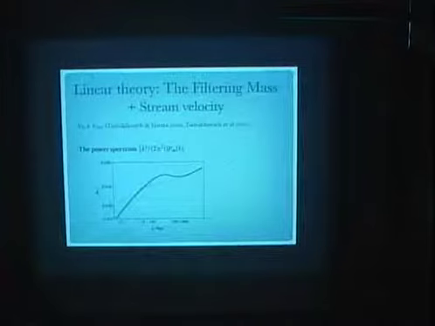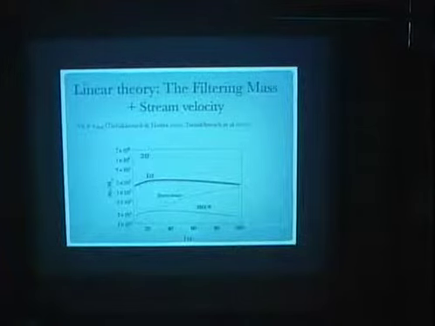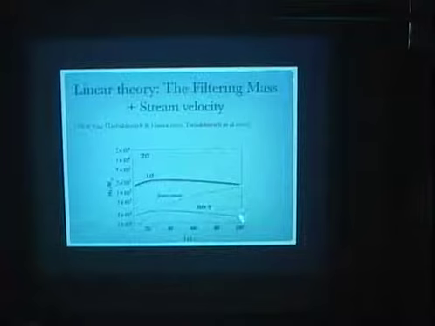They showed that there is an effect on the power spectrum. There is a suppression of the power spectrum. And what's important for my talk is the filtering mass. So here is the filtering mass that I showed you before. It was the red curve before, with no stream velocity. This is the Jeans mass. See, this is a totally different behavior.